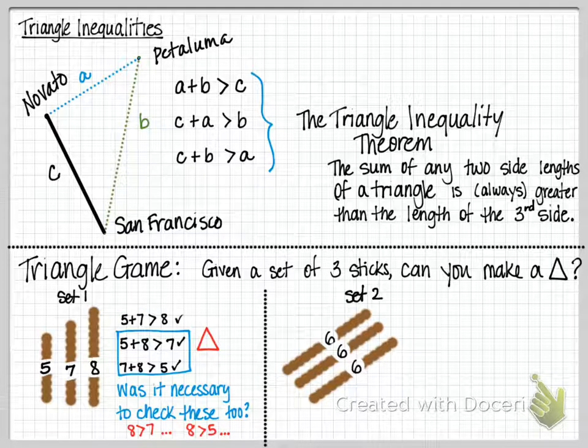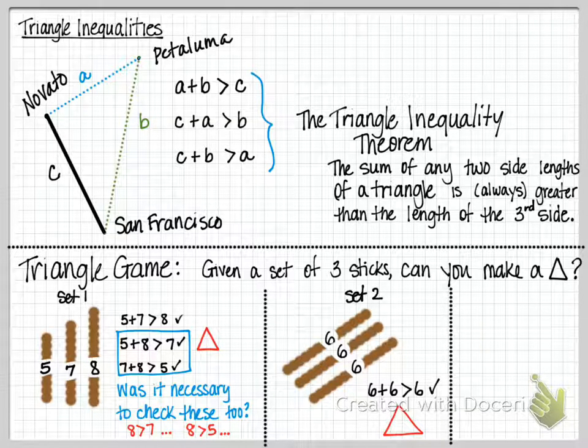Here's the next set. We've got 3 sticks. All of them are 6 units long. Well, it doesn't matter which two I add together, since they're all 6. It's going to be 6 plus 6, and 6 plus 6 is 12, which is, of course, greater than 6. So I know I have a triangle. Not only that, but we should be able to recognize that we would have an equilateral triangle because all 3 sides would be the same length.